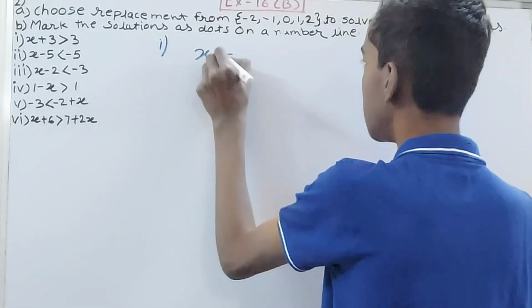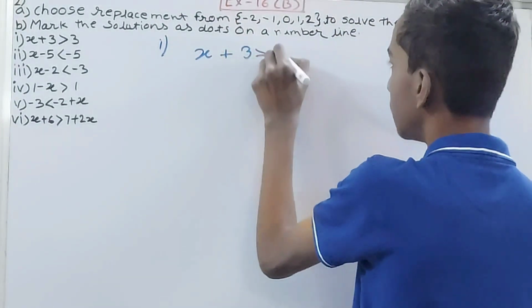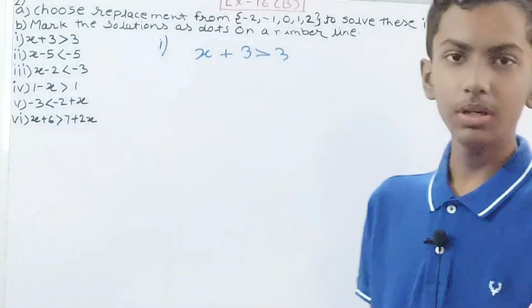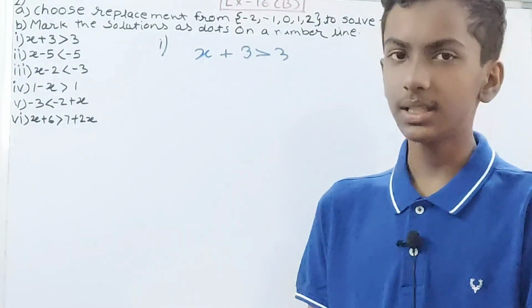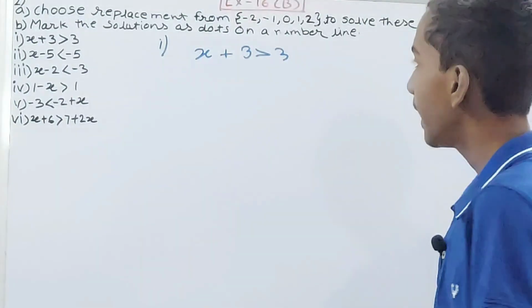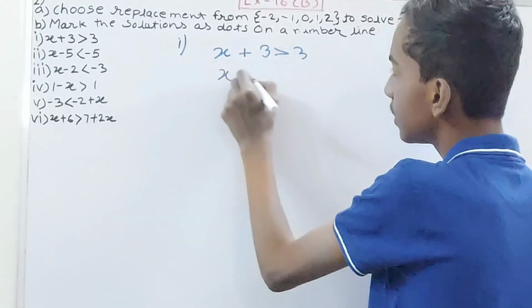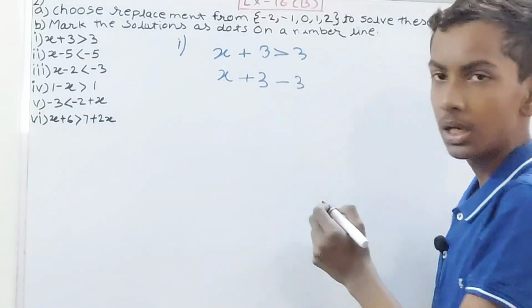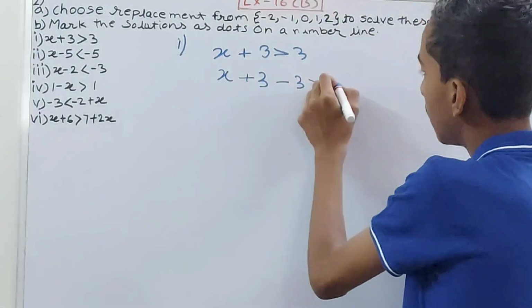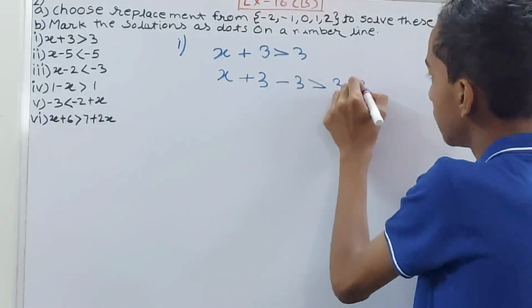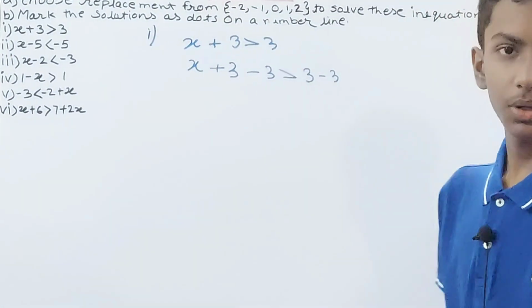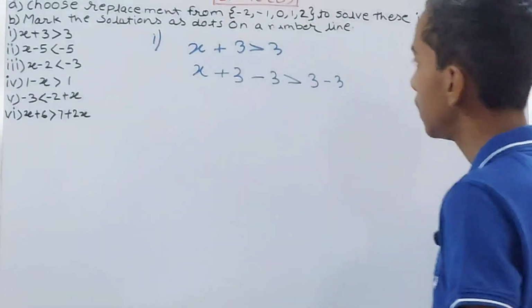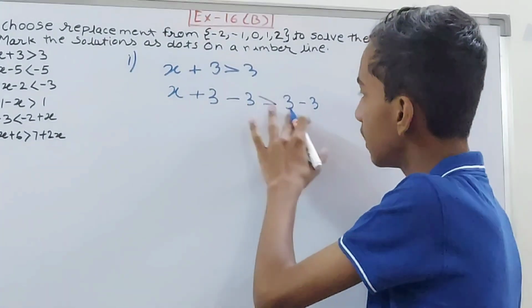We have x plus 3 greater than 3. By solving, I mean x on one side, all other things on the other side. So x plus 3 greater than 3. Eliminating plus 3, I will add -3 here, is greater than 3 minus 3. Whatever we do on one side, the same thing we will do on the other side also.